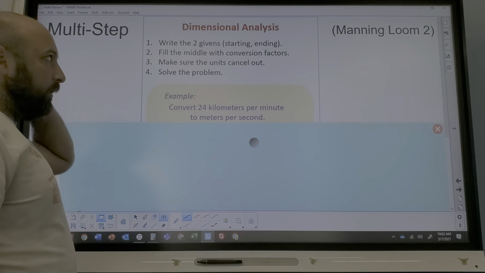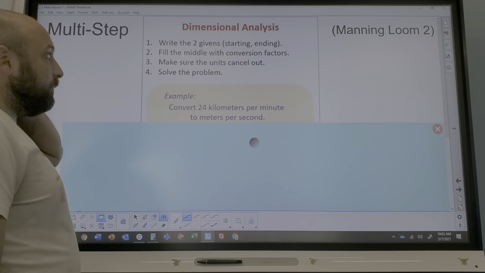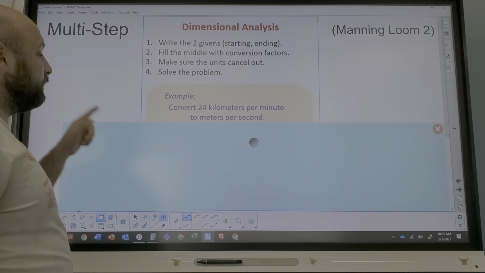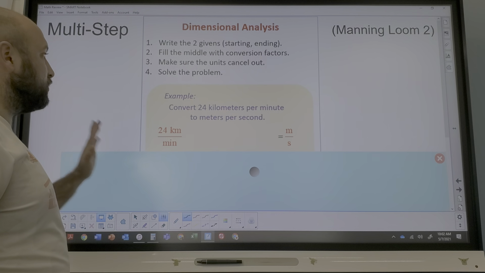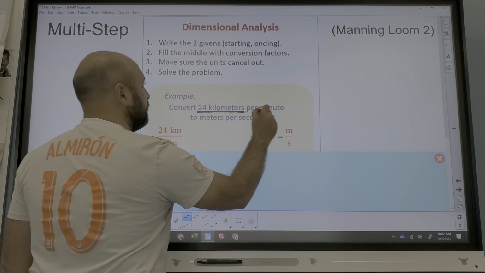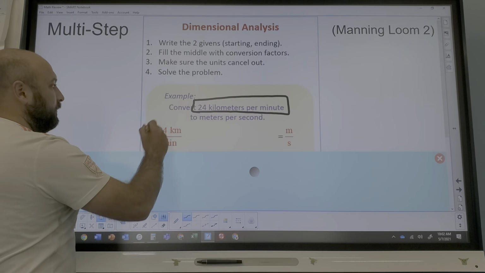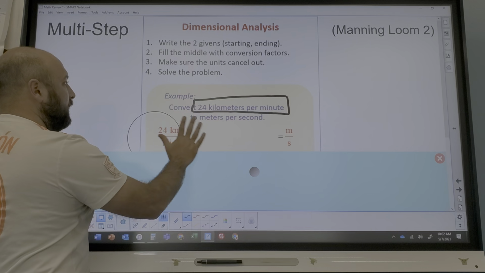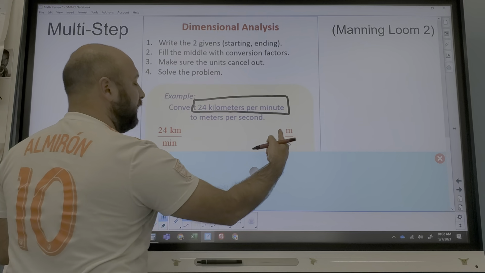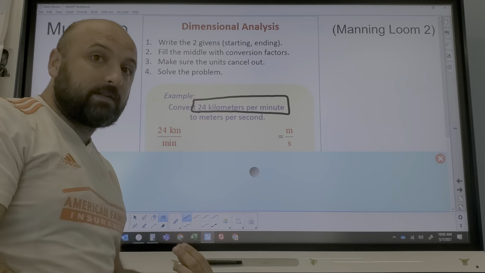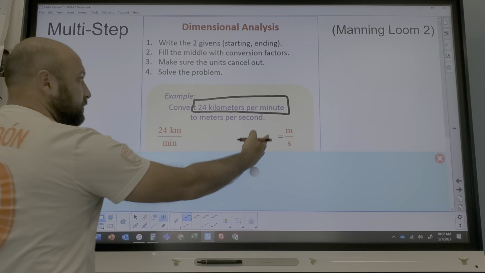So if we take a look right here, converting kilometers per minute into meters per second. That's what they want you to do. So I want you to look down here at this. You start by writing your initial unit, 24 kilometers per minute. You see that right here, okay? And then you set on the other side what you want it to become, and you manipulate your units to get what you want. I want to change it to meters per second.